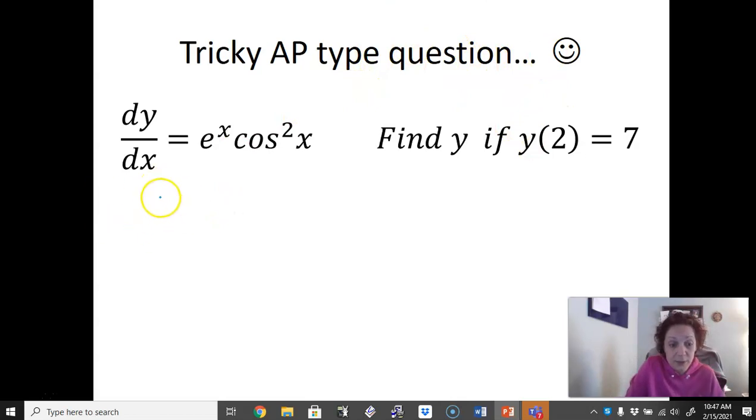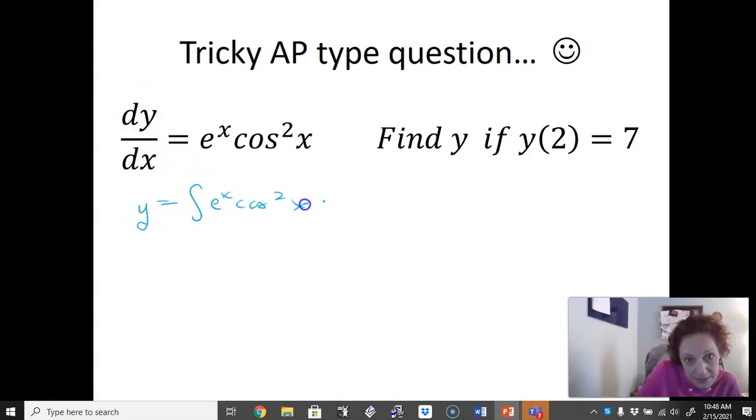This differential equation right here is not a differential equation that we can solve. So I can't integrate this. And again, it's going to be our job to recognize when we have something we can't integrate, right? So I'm looking at this and I go, okay, well, if I wanted y, here's what I know. y is equal to the integral of e to the x cosine squared x dx. So ideally, I could integrate this, plus c, plug in the 2 and the 7, figure out what c is. No, can't do that here.